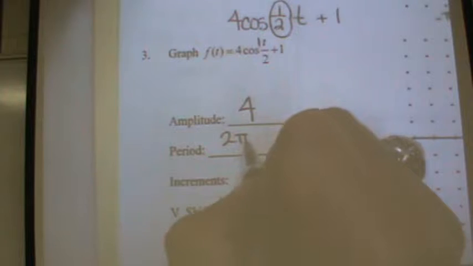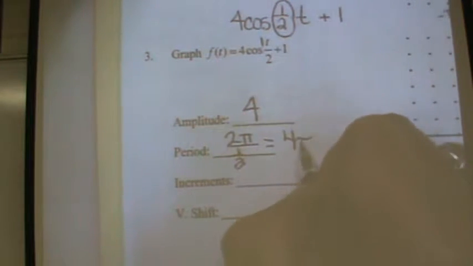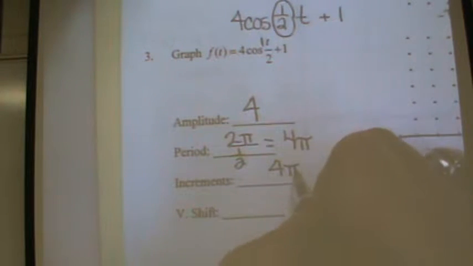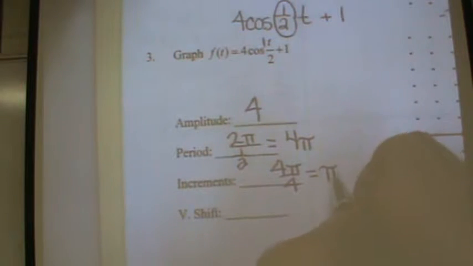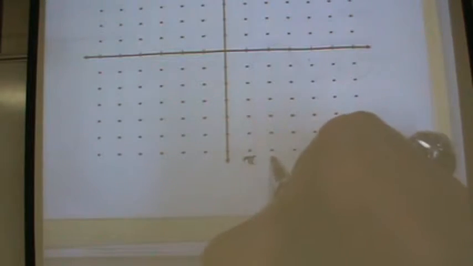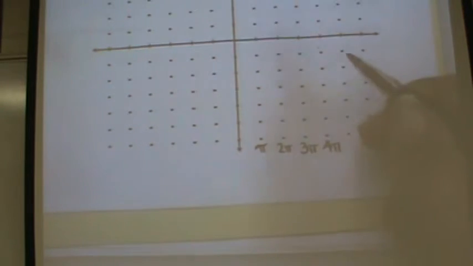That's your b value. So you're gonna take 2 pi and divide it by 1/2. What's 2 pi divided by 1/2? 4 pi. Now cut this into how many portions? 4. What do you get? Pi. And then it's 1 up. So you're counting by 1 pi. So you got 1 pi, 2 pi, 3 pi, and 4 pi, -1 pi, -2 pi, -3 pi, -4 pi.